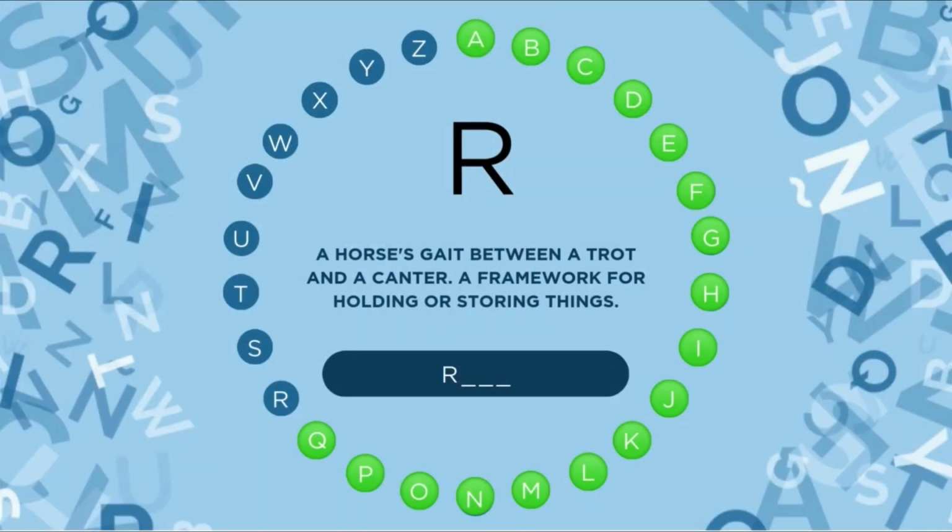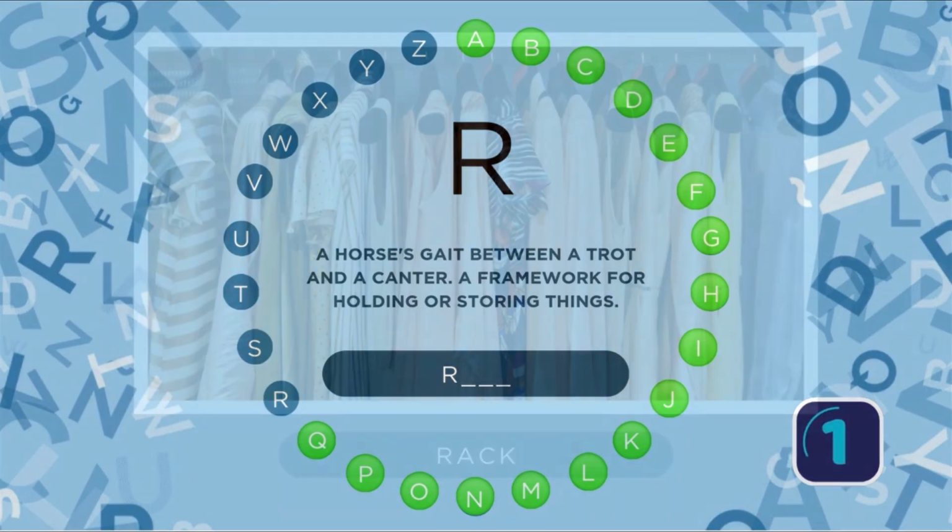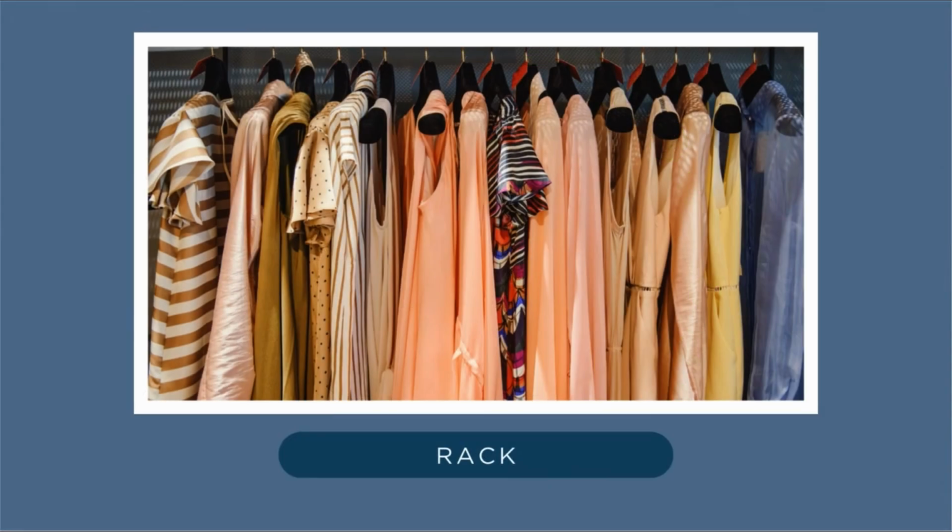Letter R, a horse's gait between a trot and a canter, or a framework for holding or storing things. And the answer is rack.